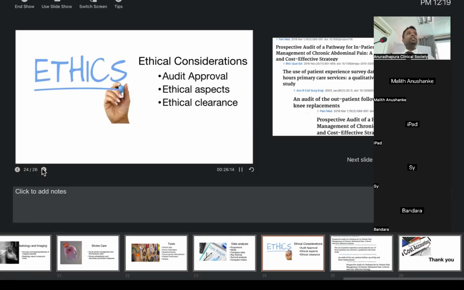And the other thing is audit approval. In many hospitals, as we discussed with Pratibha as well, there are audit approval committees. Anuradhapura, I think, has this committee, and with this committee's approval, there can be proper audit guidelines and approval suggestions. You have to write a proposal as well, right? And this committee can give approval for the audit to be conducted.